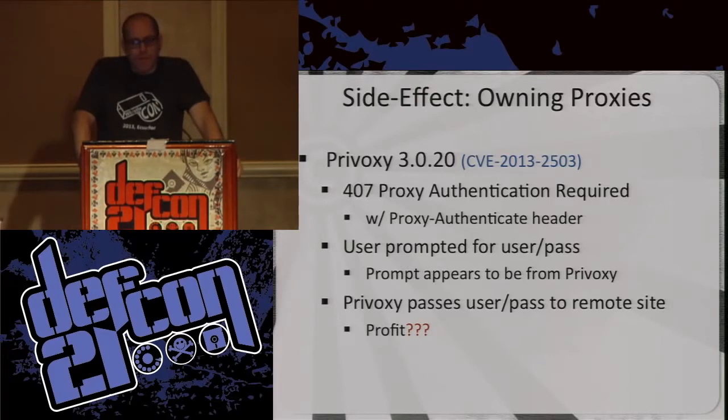So I found while I was testing this, if you go to my web server, and I respond with a 407 proxy authentication required, you get the pop-up in your browser. But it doesn't say that my web server asked you for a username and password. It says Privoxy asked you for a username and password. Which is interesting. So why is my local proxy asking for a username and password, I thought. So I typed in test, and I clicked send. And my web server gets my username and password.